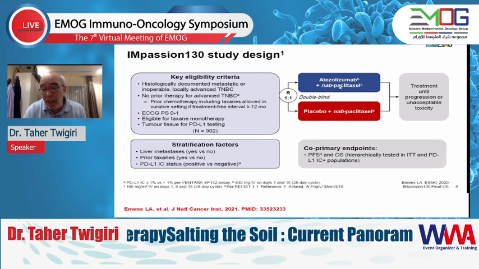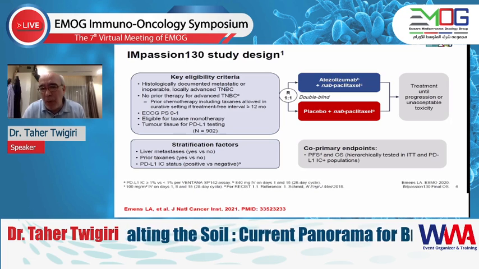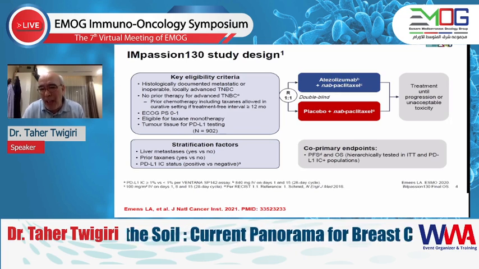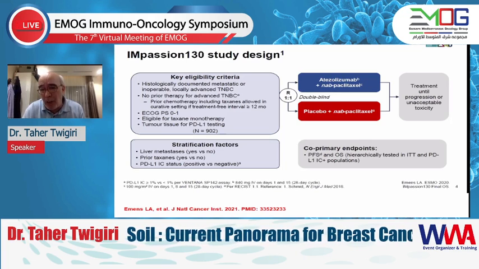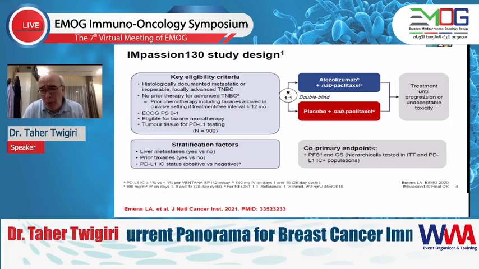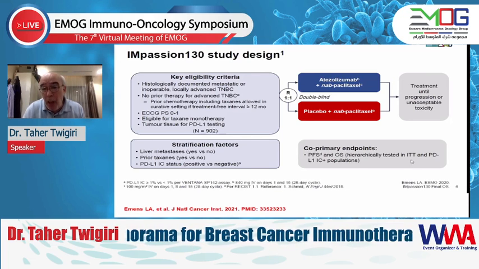And remember, the nab-paclitaxel in this clinical trial is 100 milligram per meter square, which is not the right dose, because for nab-paclitaxel the right dose is 125 milligram. And they continue treatment until progression or unacceptable toxicity, with progression-free survival and overall survival as endpoints.